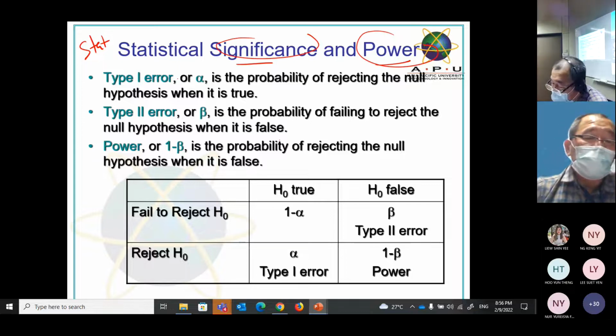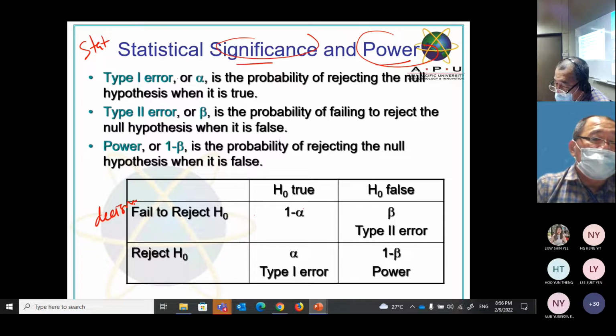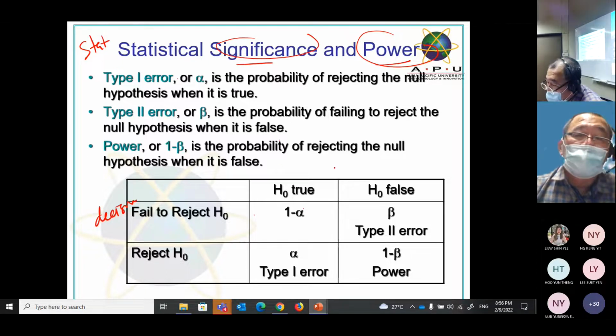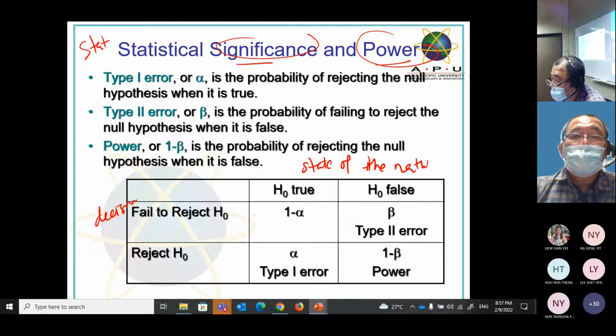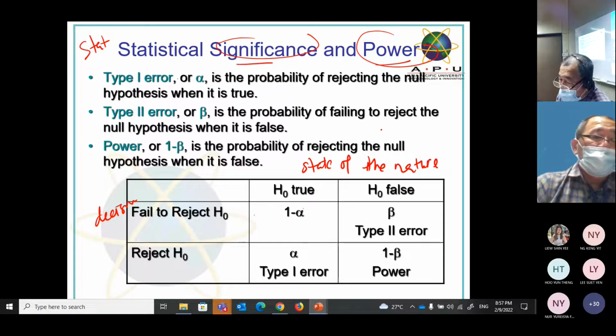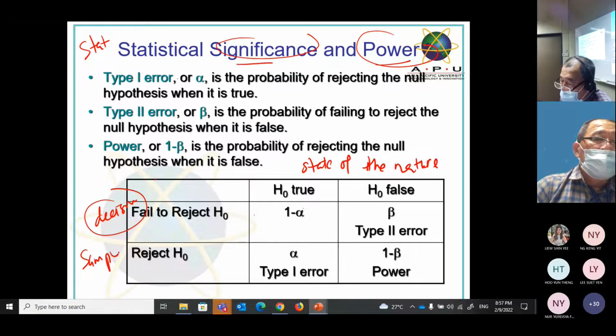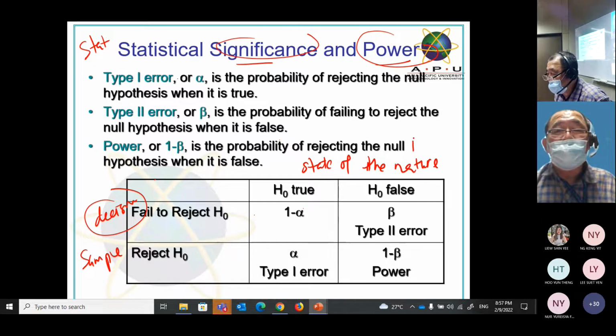So you see this table now. This is the decision of the researcher or data scientist. This is the state of nature. Meaning that the null hypothesis can be true, can be false, but we don't know. We can only make a decision using a sample. But the state of nature is the population.